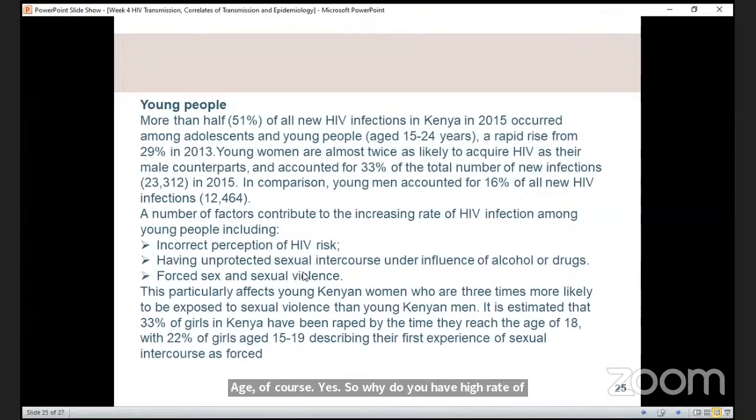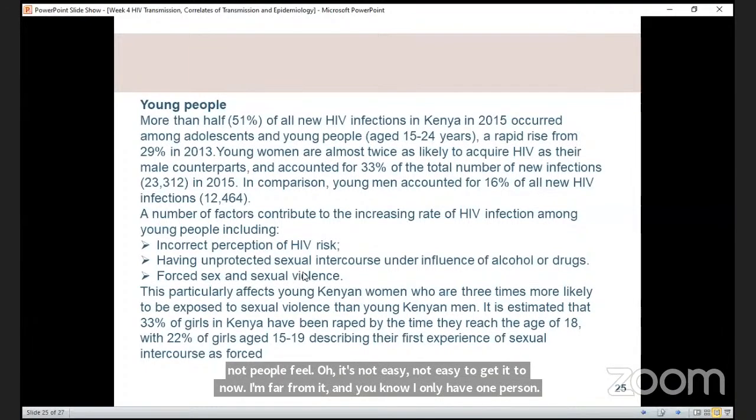Number one is incorrect perception of HIV. People feel, oh, it's not easy to get it. No, I'm far from it. You know, I only have one sexual partner. No, always go for protection.